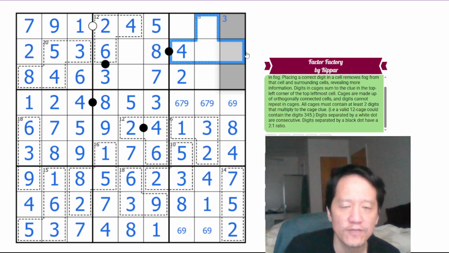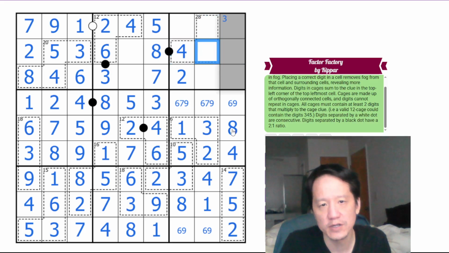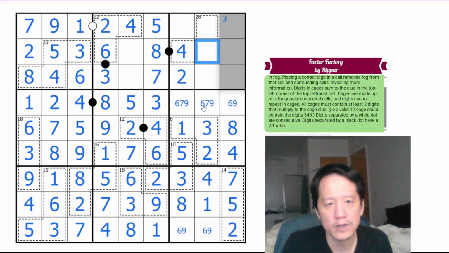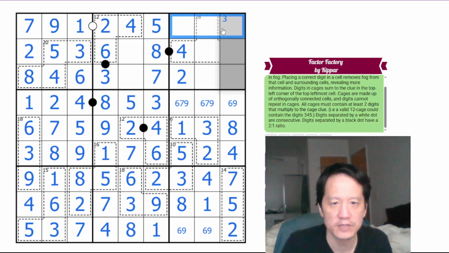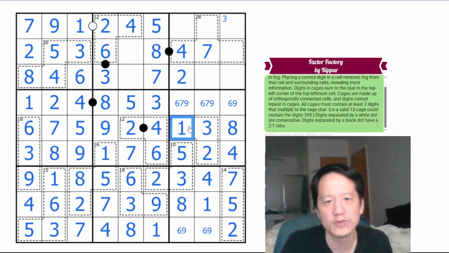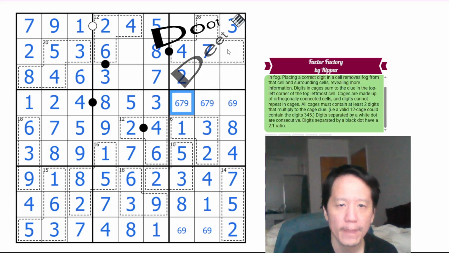This must have a 4 and a 7 here. Well, 7 can't be here, 7 can't be here, to multiply to 28, right? So this must be a 7 here. This can't be 7 anywhere else. Actually, 7 can't be here, 7 can't be here, 7 can't be here. 7 does have to be here. This is 3. That's 3 in the corner.